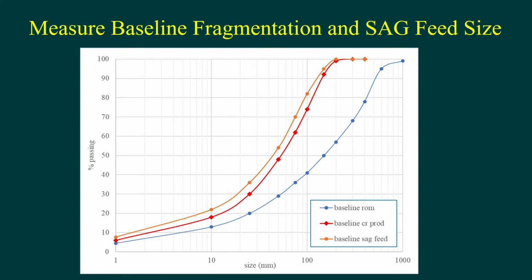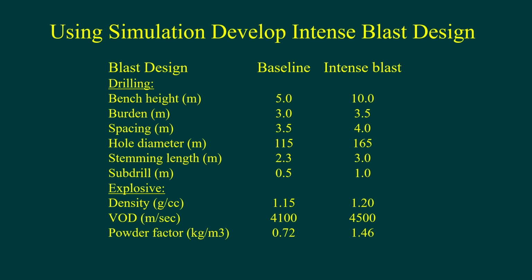So the first thing they did was a baseline audit of drill and blast and the SAG mill, and part of that audit was to measure what the ROM was, what the crusher product was, and what the SAG mill feed size was. So that established existing operational methodologies and distributions. Using that baseline data, they calibrated their blast models, their SAG mill models and ball mill models, and then embarked on a series of simulations to look for a blast design, what we've called here an intense blast design, that will get them the increase in throughput that they were looking for.